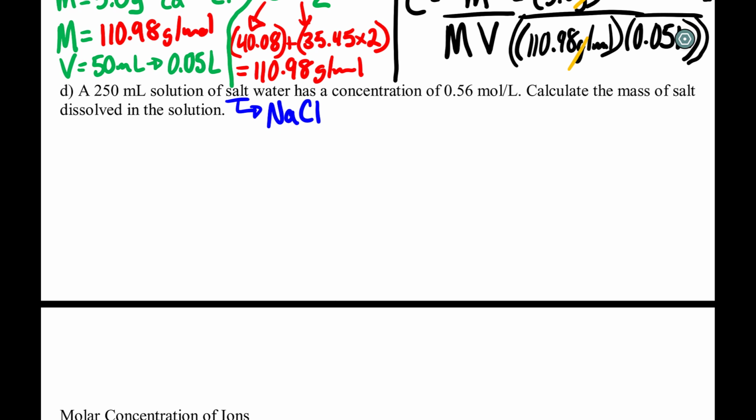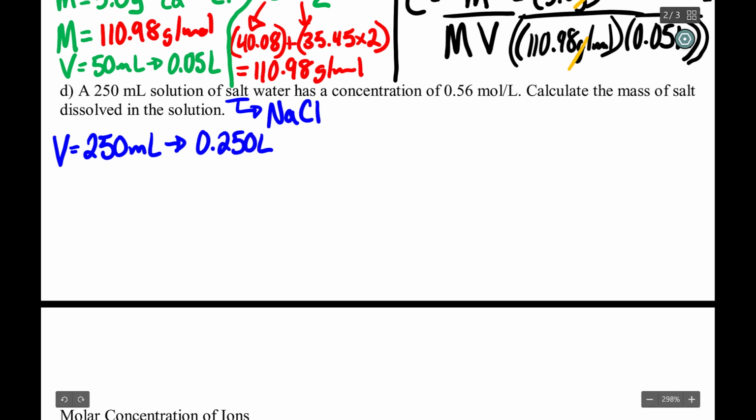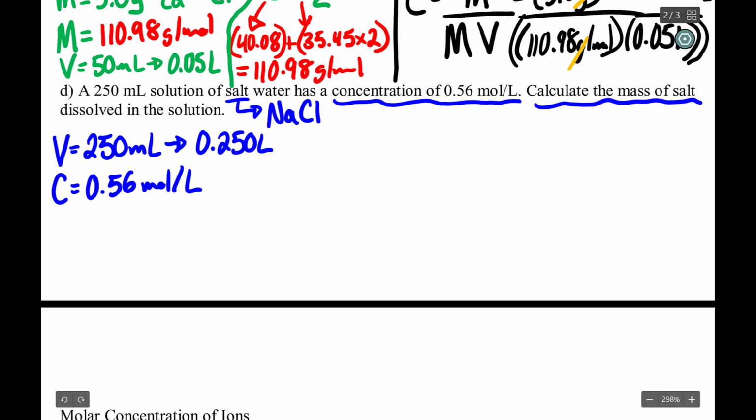All right, first thing, we have a volume of 250 milliliters, which we have to immediately convert to liters. So divide that by 1,000 and you get 0.250 liters. Now, the next thing we're given is a concentration. The concentration of this solution is 0.56 moles per liter. And we're actually being asked to calculate the mass of the salt. So the mass of NaCl is equal to question mark.